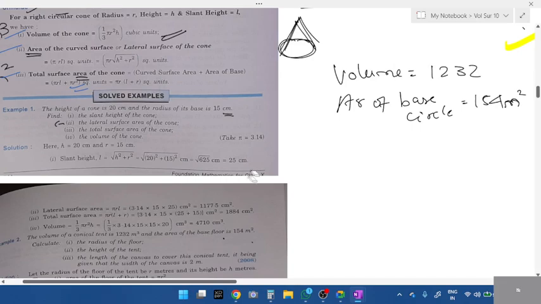Now, first thing, calculate the radius of the floor. We don't know the radius, we don't know the height, and the length of the canvas to cover its conical tent. Width of the canvas is 2 meters. Okay, it has a separate part. Calculate the length of the canvas to cover its conical tent. You need slanting height. First, we'll find radius and height, students. Volume is given. Use the volume formula. Volume formula is equal to 1 by 3 pi r square h.